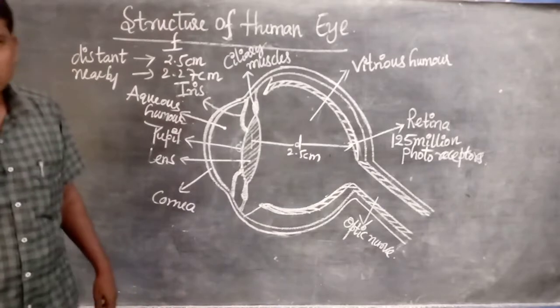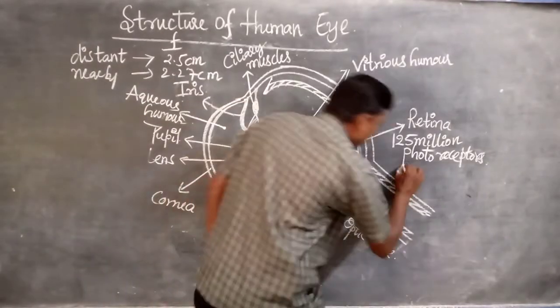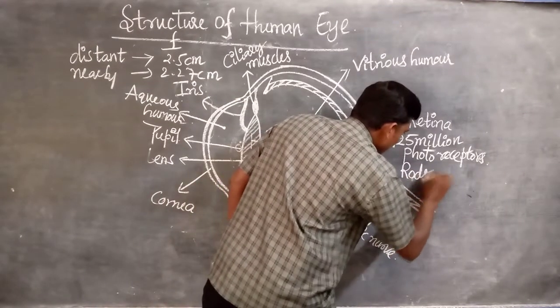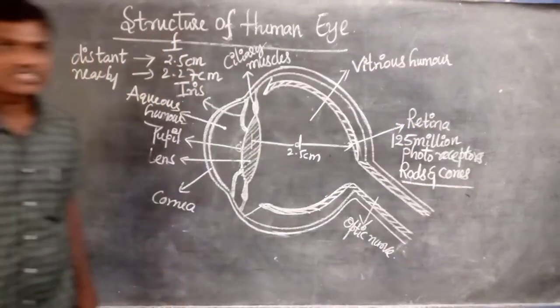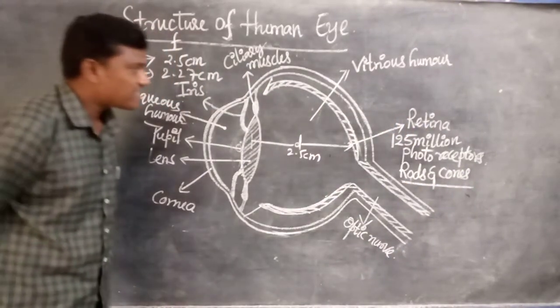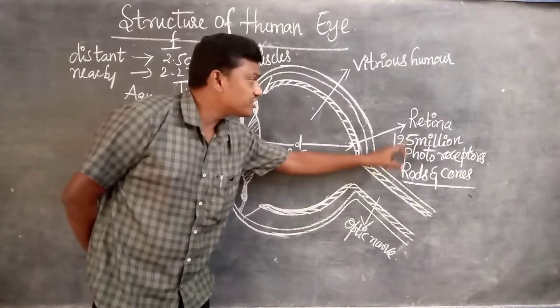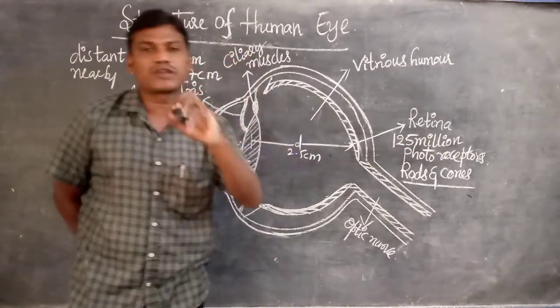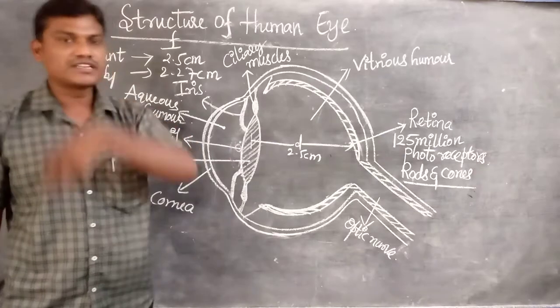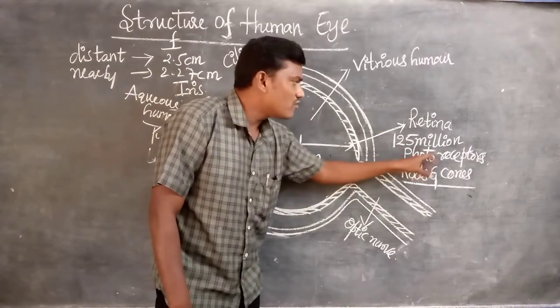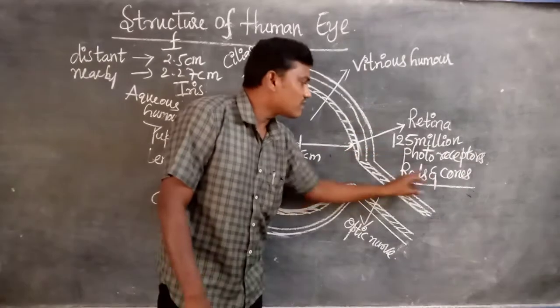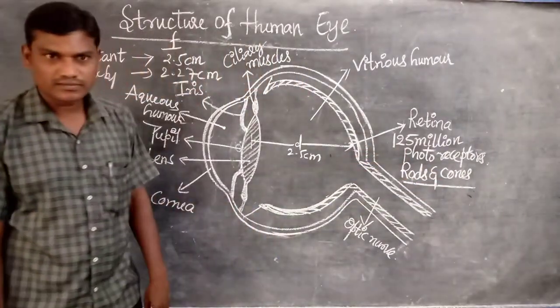125 million photoreceptors. They are called rods and cones. Listen very carefully. Our retina contains 125 million photoreceptors. Photo means light. Receptor means receiving light. So those 125 million photoreceptors are called rods and cones.